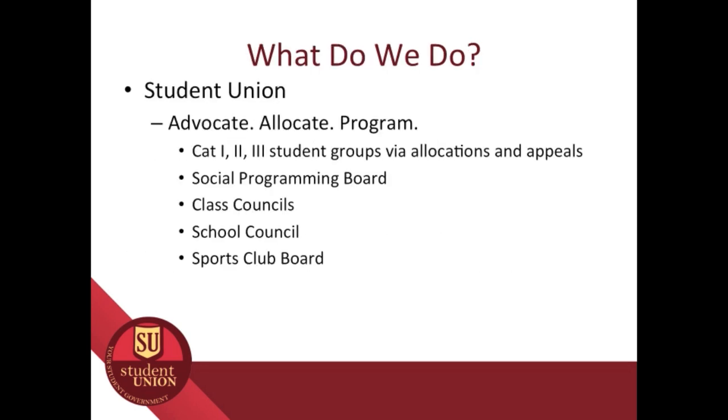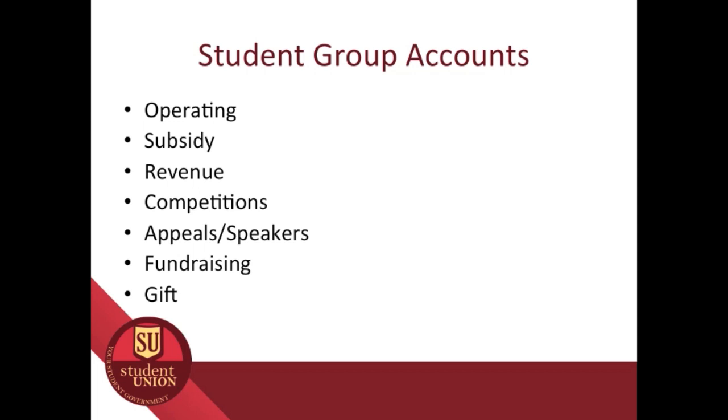What does Student Union do? We advocate, we allocate, and we program. We advocate on behalf of student needs, we allocate money to student groups, and then we put on programming through these student groups that we think best represent what students want. Each Student Union recognized student group is placed into one of 3 different categories. Category 1, 2, and 3. There are also other committees and councils, such as Social Programming Board, class councils, school councils, and the Sports Club Board. All student groups that receive funding from Student Union are given an account with Student Union.